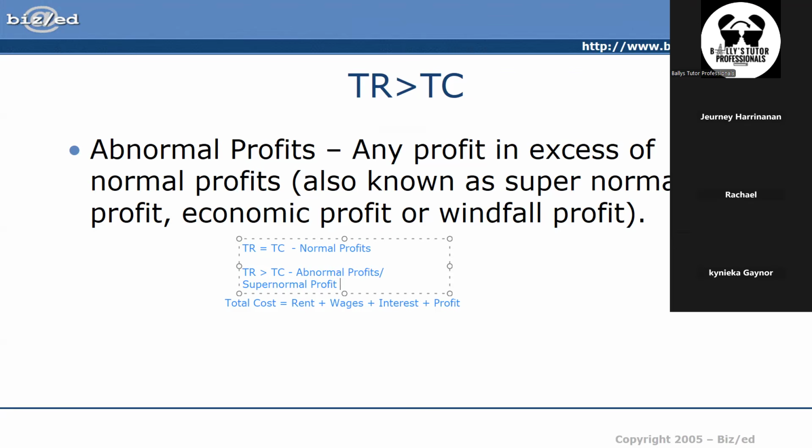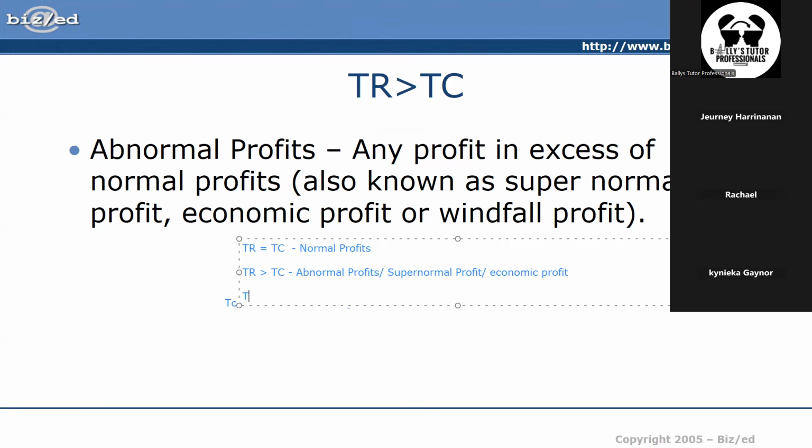So it's called supernormal profits, abnormal profits, economic profits, windfall profit. I don't know why it has so many names. If they were just bored and said, hey, well, we call it this, they call it that. I don't know. And then of course, if your total revenue is less than your total cost, then you made a what? A loss. Correct.